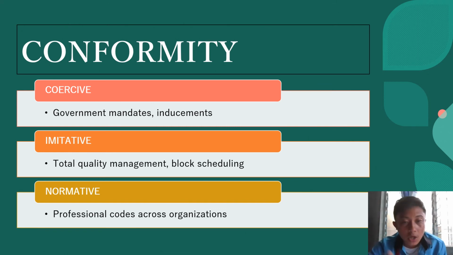So, coercive: government mandates and inducements. Imitative: total quality management, block scheduling. And normative: professional codes across organizations. What do you mean by coercive? Coercive, in a simple definition, is something related to the act of convincing someone through threats. Imitative is copying or following a model or example. And normative is establishing, relating to, or deriving from a standard or norm.